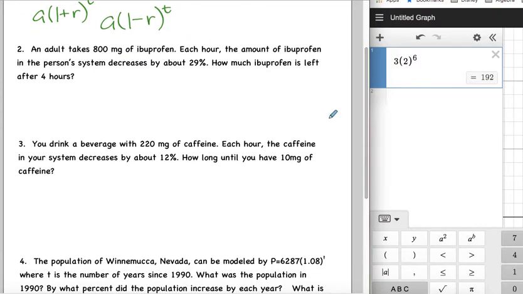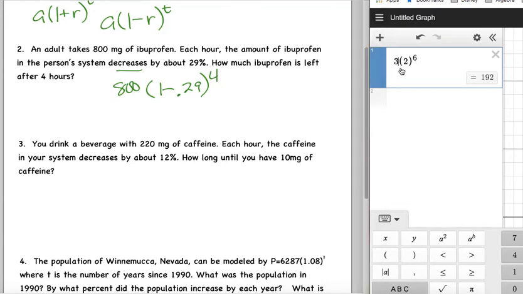An adult takes 800 milligrams of ibuprofen. Each hour, the amount of ibuprofen in the person's system decreases, so we're going to be doing that minus formula. They started with 800. It's decreasing, so 1 minus. We need to express this rate as a decimal, 0.29, because a percentage is out of 100, so if you divide this by 100, you'll have that decimal value. How much ibuprofen is left after 4 hours? The time is 4 hours.